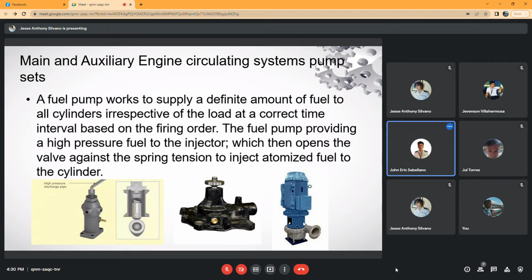The main and auxiliary engine system pumps are very important to the engine because they provide pressurized fuel to the injection pump, and the injection pump will provide more pressurized fuel to open the valve against the spring tension of the injector to atomize fuel to the cylinder.